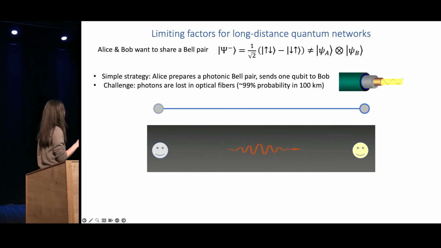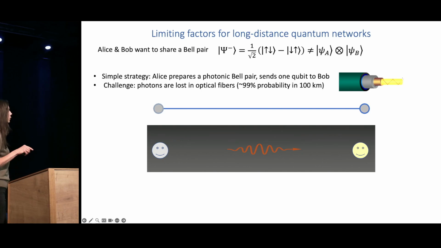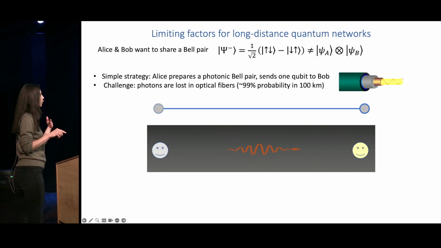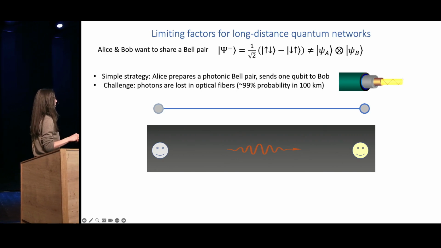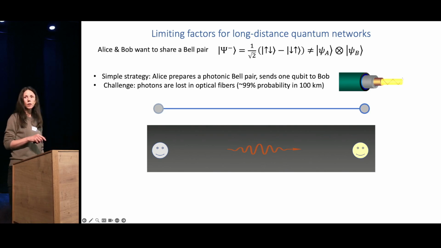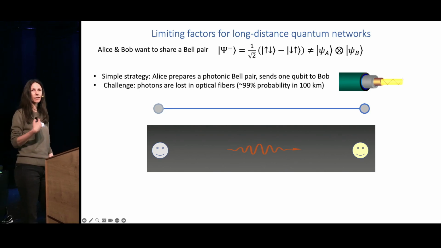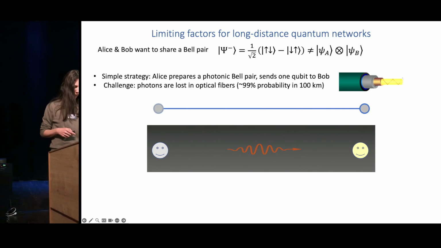There's a big problem with this, which is that you cannot scale it, because photons are lost when they're transmitted either in free space or optical fibers. I'm going to be mostly thinking about optical fibers here. And in this case, there is about 99% probability of loss in 100 kilometers. So this is pretty bad, right? If you want to do something larger scale, it's a problem.